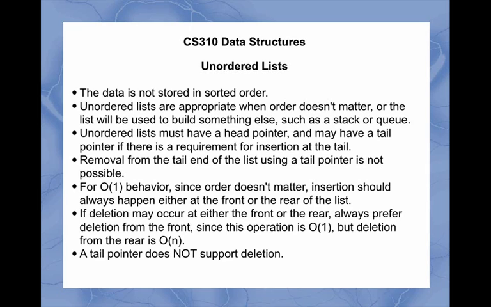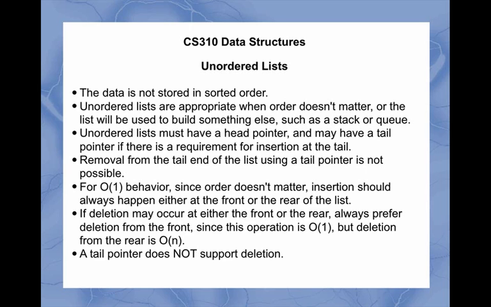Unordered lists must have a head pointer. There has to be a way into the list, and may have a tail pointer if there's a requirement for insertion. So if you want to build a queue using a linked list, you almost certainly must have a head and a tail pointer. However, remember that removal from the tail end using a tail pointer is not possible. That is, we cannot remove from the end of the list using the tail pointer. We must use the head pointer to remove from the tail of the list.